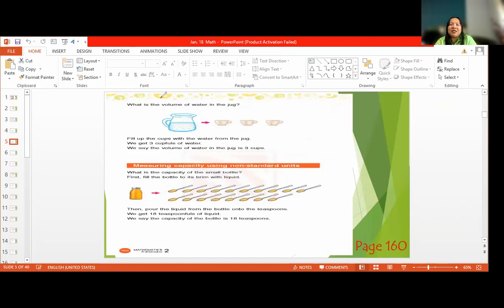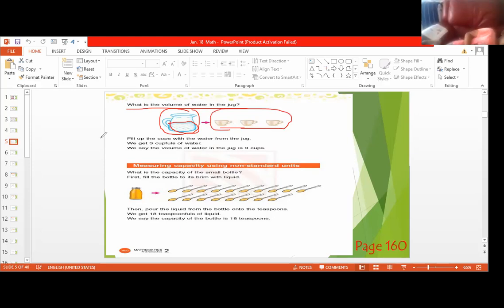Thank you so much. So let's go to another one. Here, what is the volume in the jug? So the water inside the jug. If we measure this water by a spoon, then it's too many. So what are we going to do to measure it fast? We are going to use the cup. Instead of spoon, we are going to use cups.